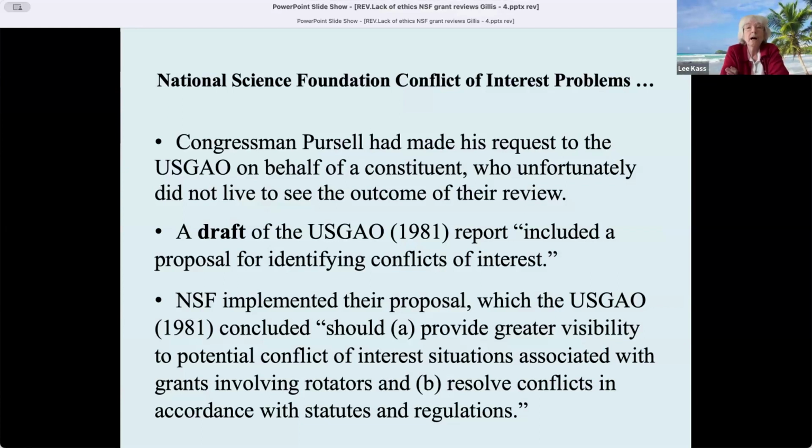So he made a request on behalf of a constituent who unfortunately did not live to see the outcome of their review. A draft of the GAO 1981 report included a proposal for identifying conflicts of interest. And the National Science Foundation implemented that proposal, which concluded, quote, should provide greater visibility to potential conflict of interest situations associated with grants involving rotators, and to resolve conflicts in accordance with statutes and regulations.